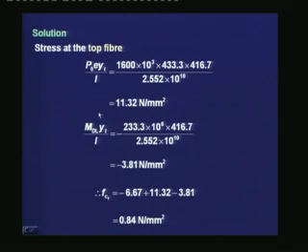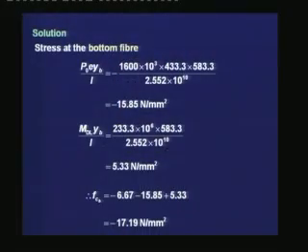And then, when we substitute the values of all these variables into the individual stress components, we find that the stress at the top is given as minus 6.77 plus 11.32 minus 3.81, and finally it comes out to be 0.84 Newton per millimeter square at transfer. Thus, we have positive tensile stress at the top, which we had earlier observed from the location of C at transfer below the bottom kern point. For the stress at the bottom, we find it to be minus 17.19 Newton per millimeter square.